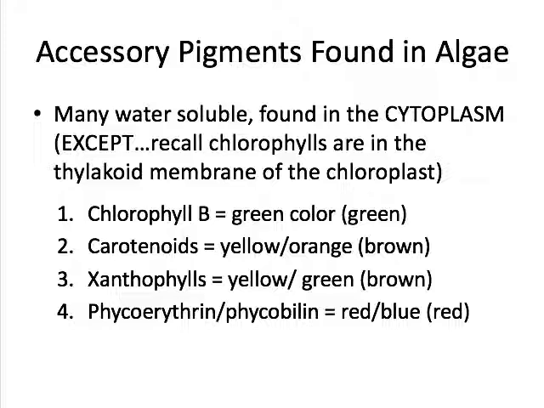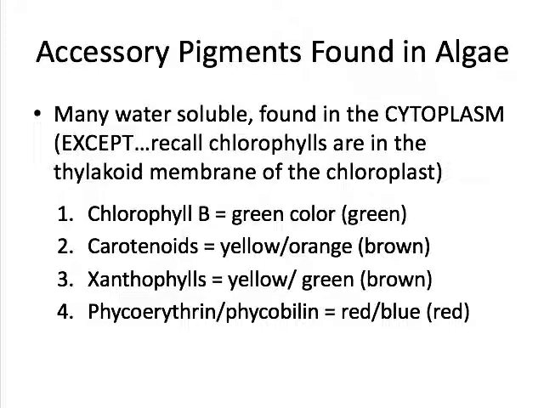So examples include chlorophyll B, which gives organisms a green color. Carotenoids, they give organisms yellow or orange color. Xanthophylls give organisms a yellow or brown color, sometimes even a greenish color. And phycoerythrin and phycobilin give the organism a red or blue color.